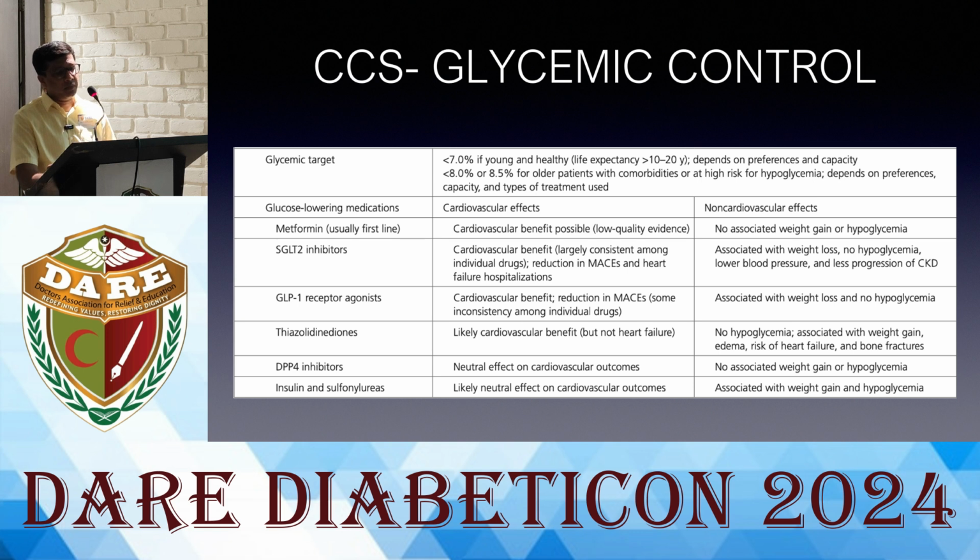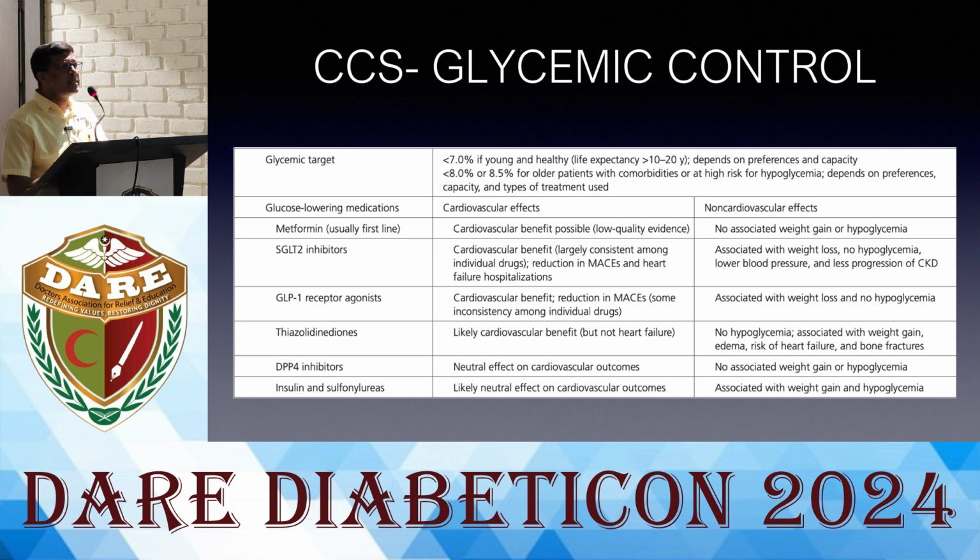In a patient with chronic coronary syndromes, what would be the ideal glycemic range? If the patient is young and the life expectancy is beyond 10 to 20 years, we ideally advise that HbA1c should be less than 7%. Contrarily, for patients who are older, whose life expectancy is less, and who are at very high risk of hypoglycemia due to factors like CKD or other comorbidities, the target is between 8 to 8.5%.